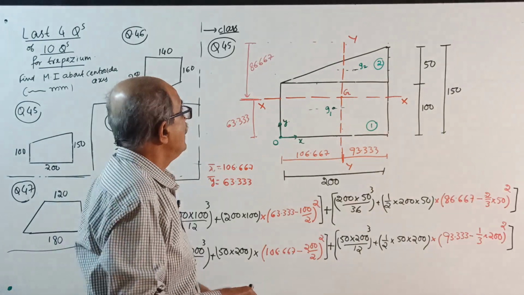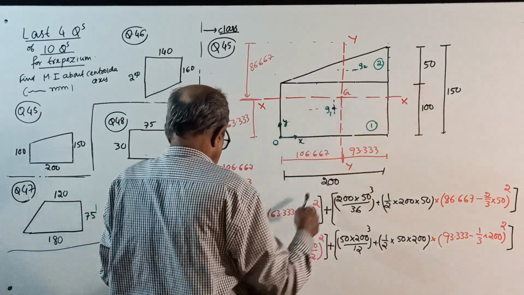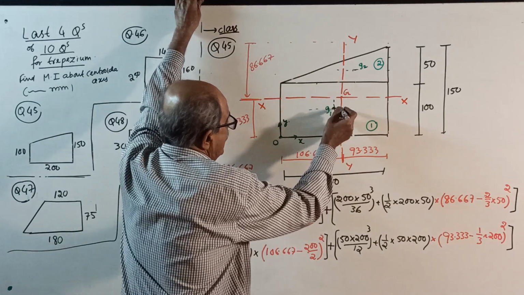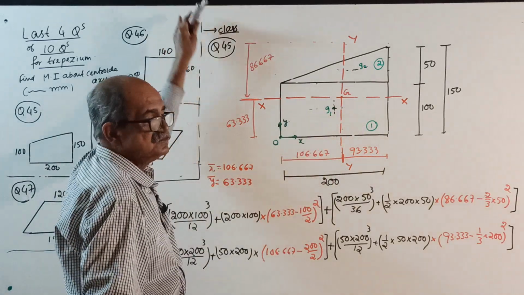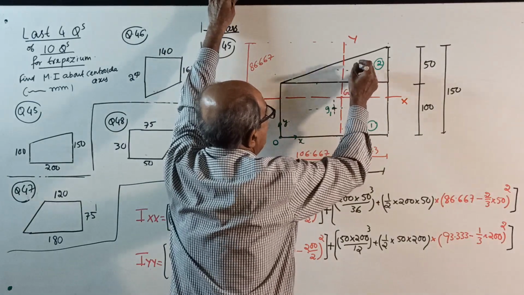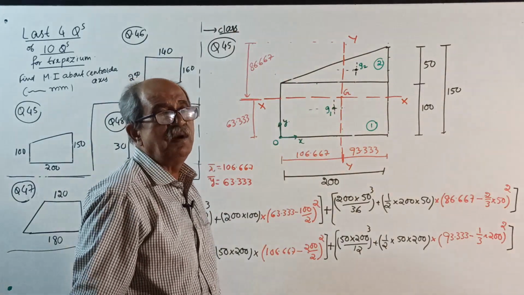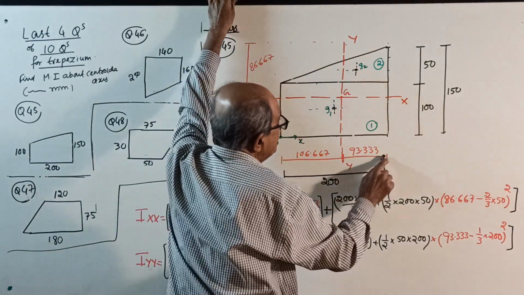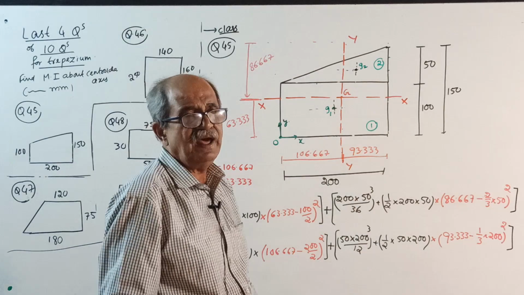Okay, over. IYY. I about its own centroidal axis. 100 into 200 cube by 12 plus area into this distance square. 106.667 minus half of 200. Okay, that square. I about its own axis. This much also not required. 50 into 200 cube by 36 plus area into this distance square. 93.83 minus 1/3 of 200 whole square, you get IYY.